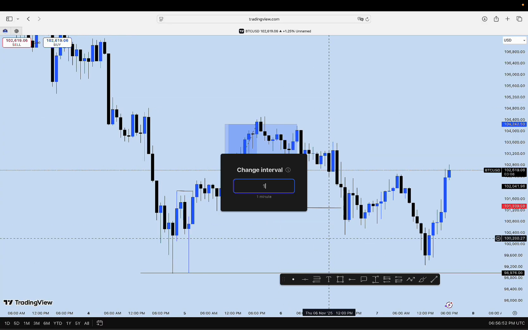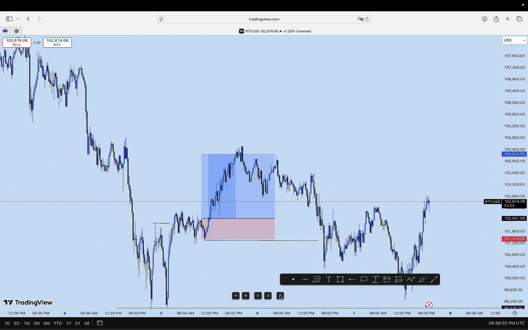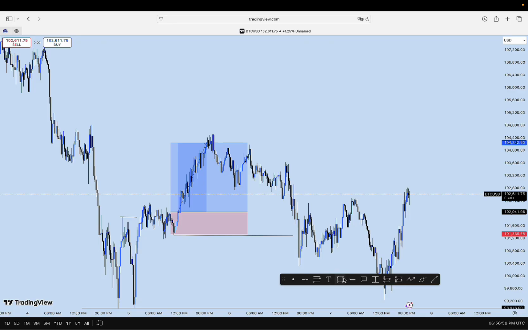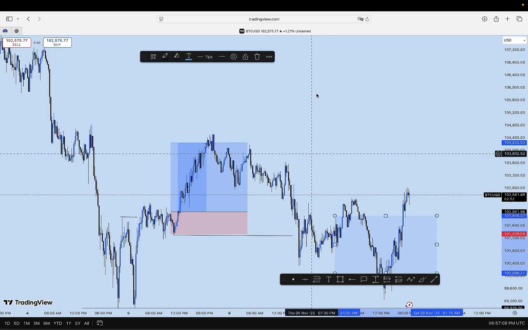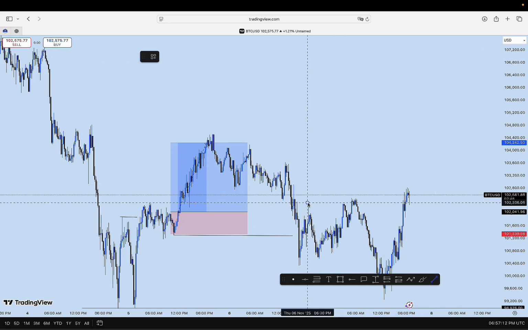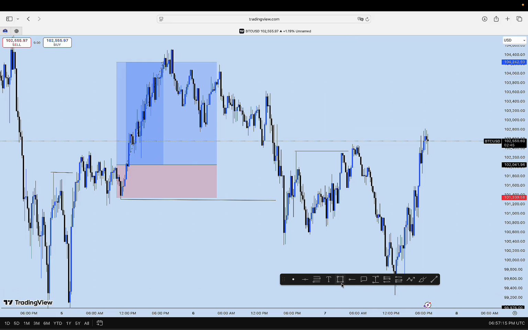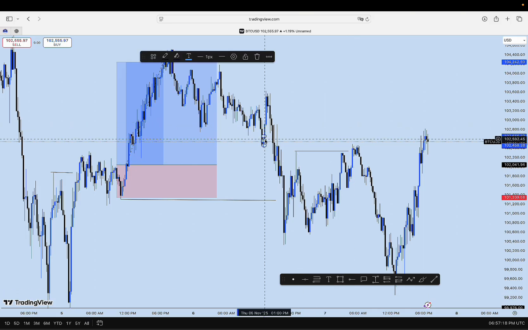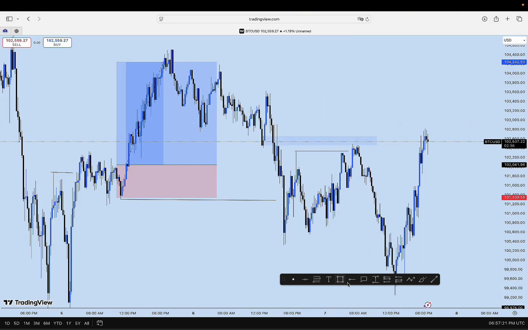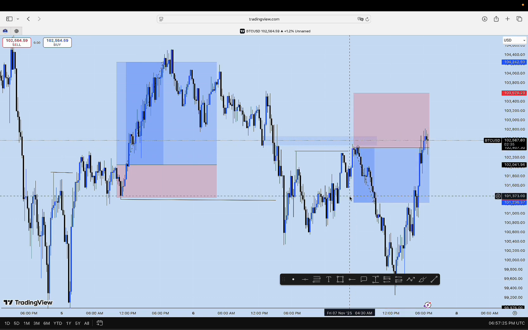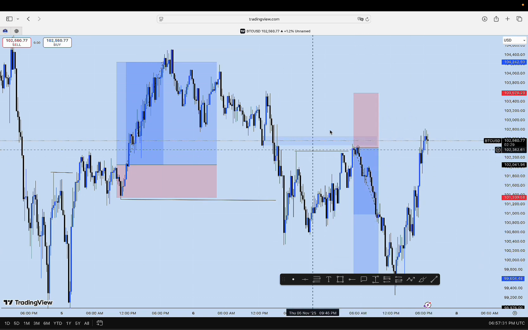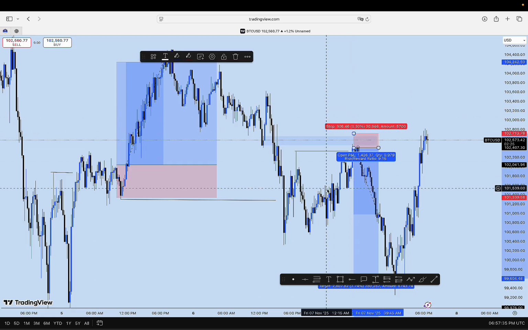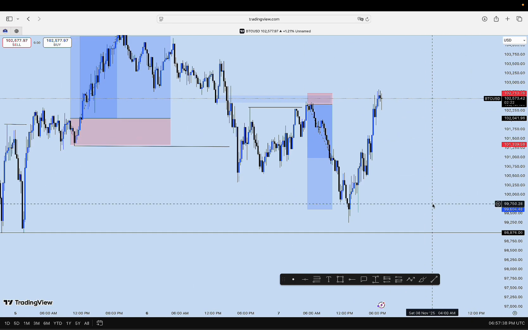I took a sell. I shared it in the group. This was the reason how I came about the sell. This is an inducement, right? And a breaker block here. Okay, so I took a sell right from here, and targeted this low. Yes, you can see the trade is in the group, and this is BTC USD.